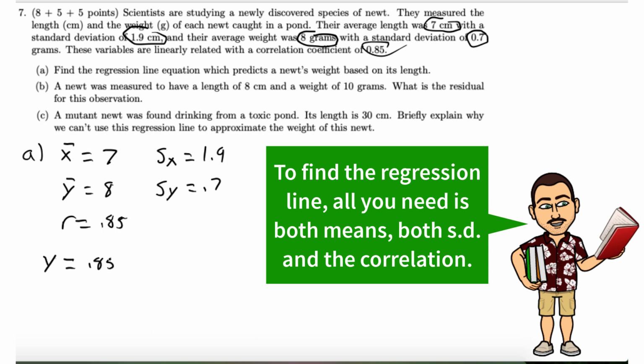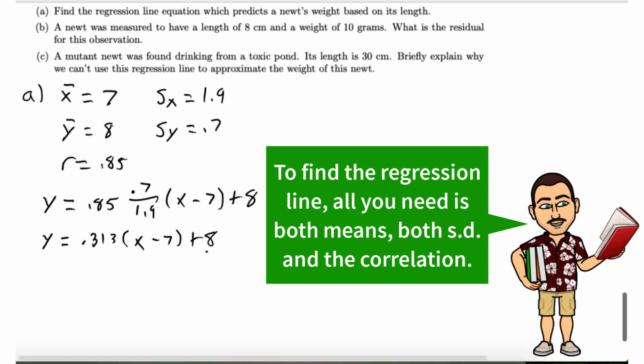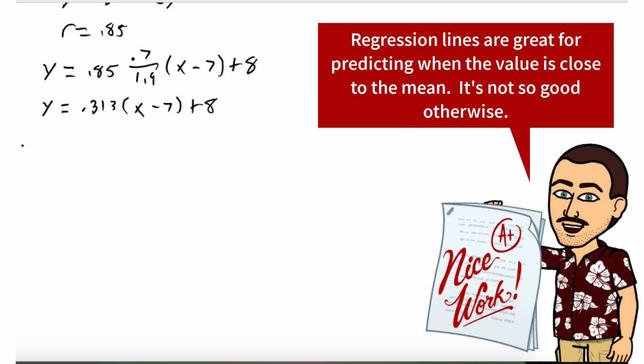So remember, y is equal to r times sy over sx, so 0.7 over 1.9, times the quantity x minus x bar, so x minus 7, plus y bar, which is 8. Let's clean this up a bit. We get y is equal to 0.313 times the quantity x minus 7 plus 8. And this is a fine way to leave it.